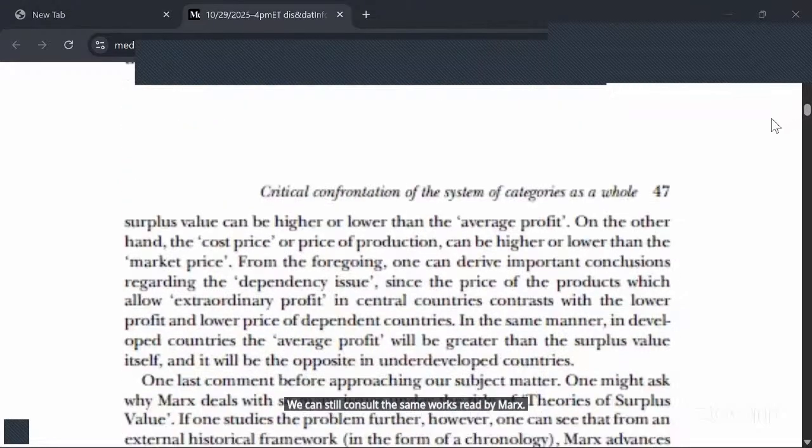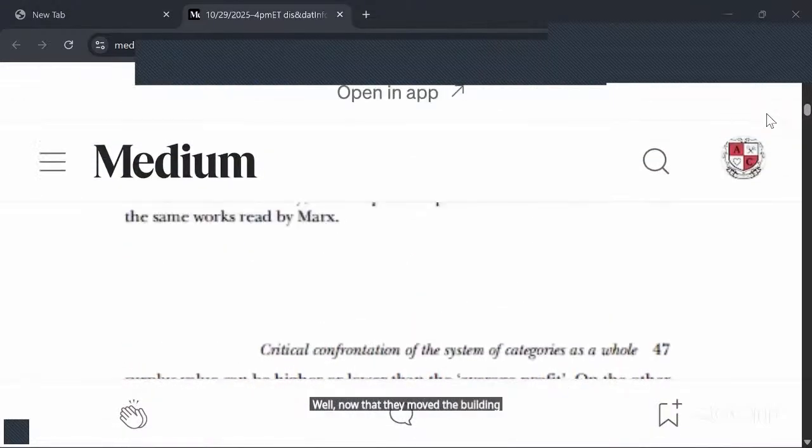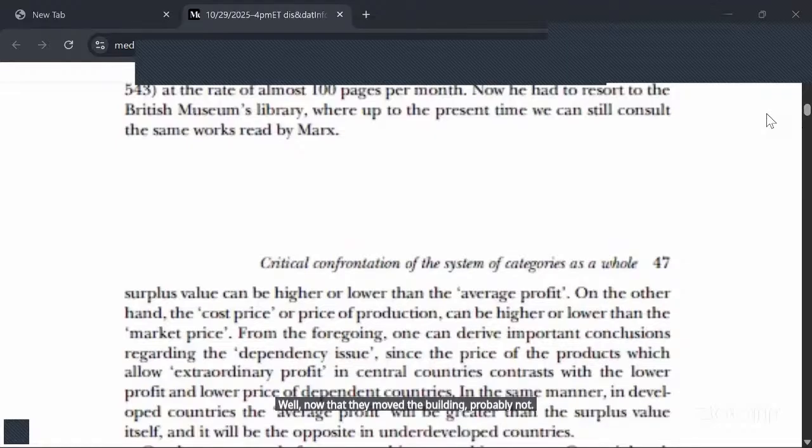Well, now that they moved the building, probably not. Anyway.